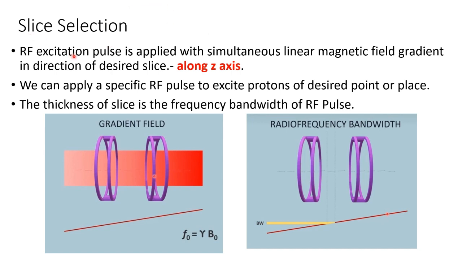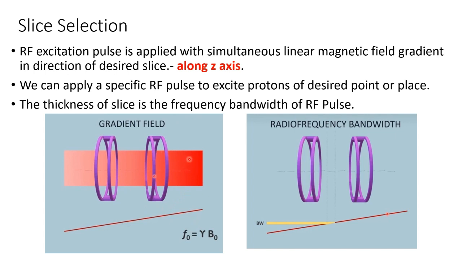So slice selection: a radio frequency excitation pulse is applied simultaneously with a linear magnetic field gradient in the direction of the desired slice. It's along the x-axis. Slice selection we can do in three ways. One is by moving the patient along the magnet inside the bore. Depending on the part to be imaged, we can move the patient along. The second is by changing the strength of the radio frequency pulse. And the third is by applying the gradient magnetic field.